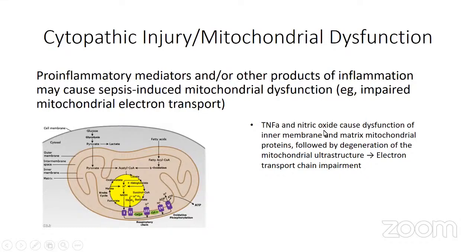Now, TNF-alpha and nitric oxide cause dysfunction of the inner membrane and matrix of the mitochondrial proteins. And this is followed by degeneration of the mitochondrial ultrastructure and therefore impairing electron transport chain. And that is very important for you to remember. We shall see ahead other things that cause it, but amongst other things, this nitric oxide and the TNF do that. Once the outer mitochondrial membrane is damaged, it releases cytochrome C into the system. And cytochrome C is actually involved in apoptosis.